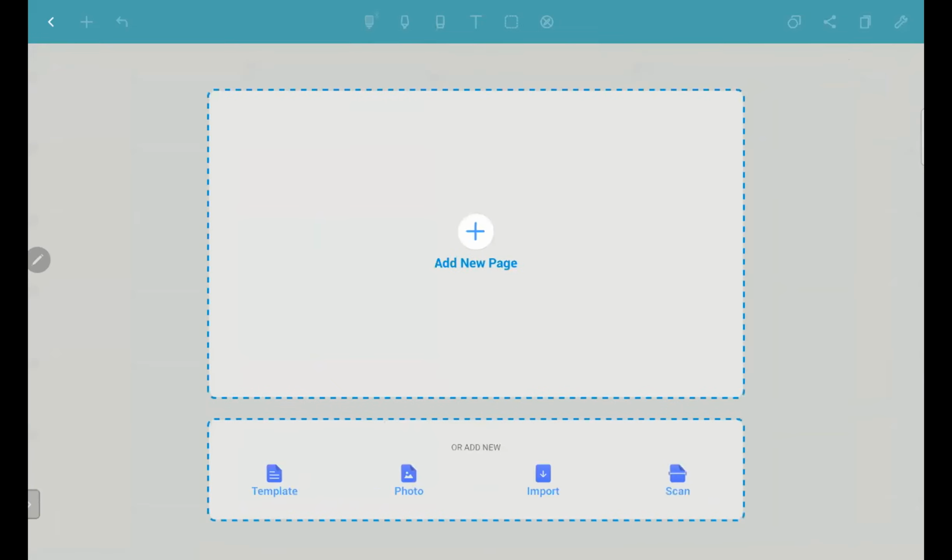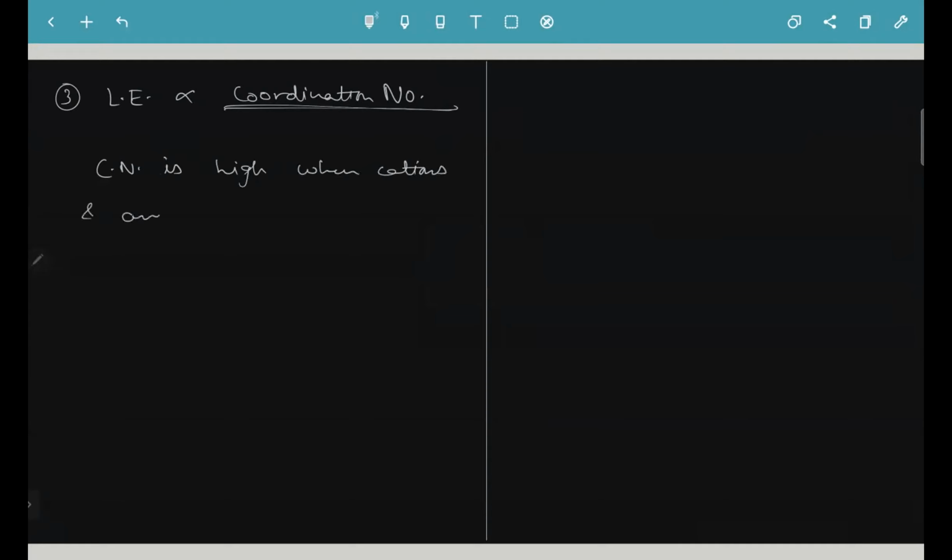Third factor of lattice energy. Lattice energy is proportional to coordination number. Okay. Generally, coordination number is high when cations and anions have similar size.